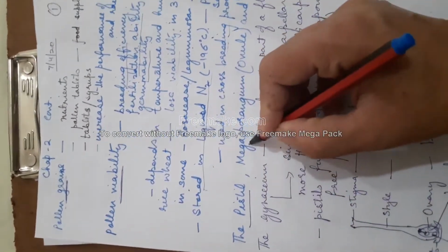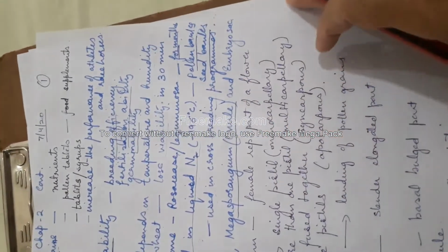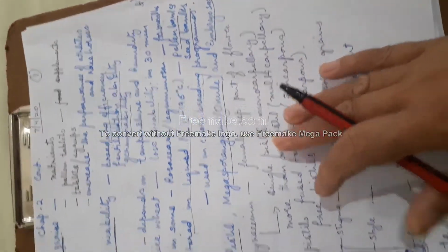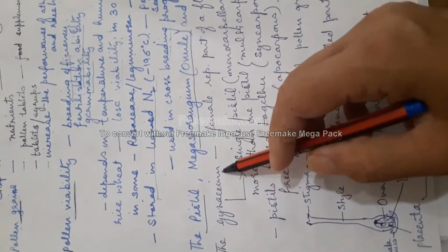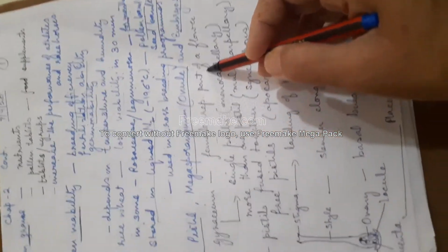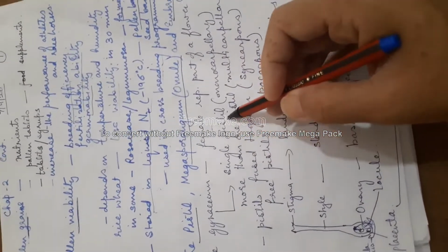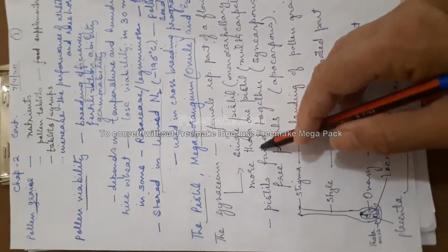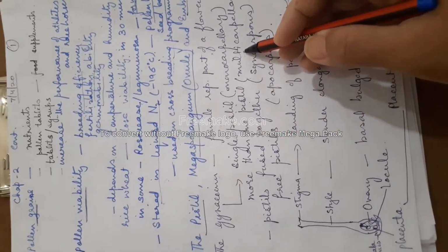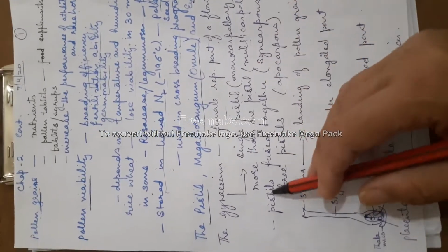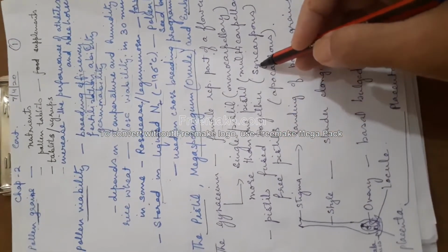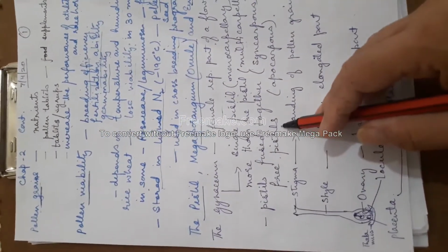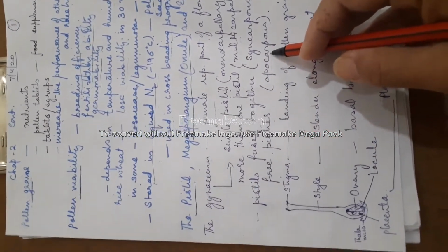Now, the pistil, megasporangium, ovule, and the embryo sac, that is the next topic of the NCERT. Now, we know that gynoecium is the female reproductive part of the flower. If the pistil is single, then it is called monocarpellary. If there is more than one pistil, then it is called multicarpellary. If pistils fuse together, then the condition is called syncarpous, and if there are free pistils, then it is called apocarpous condition.